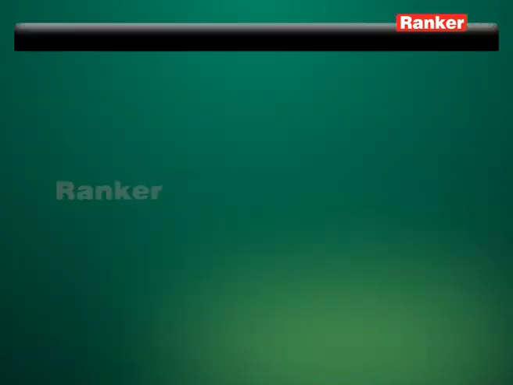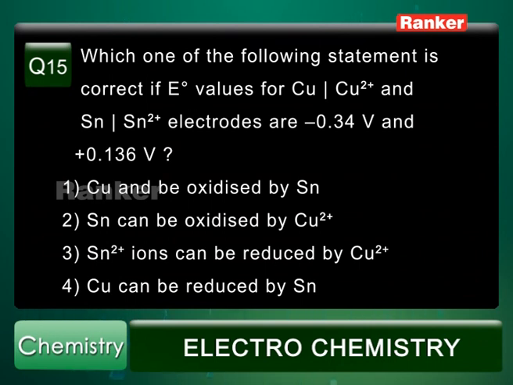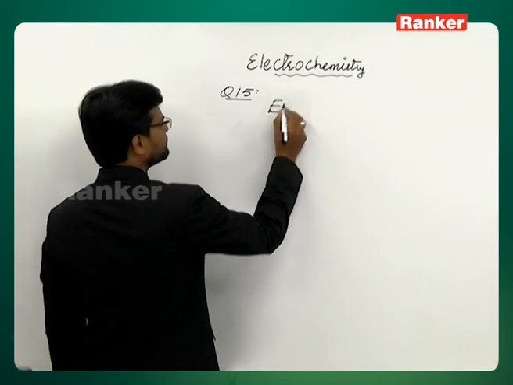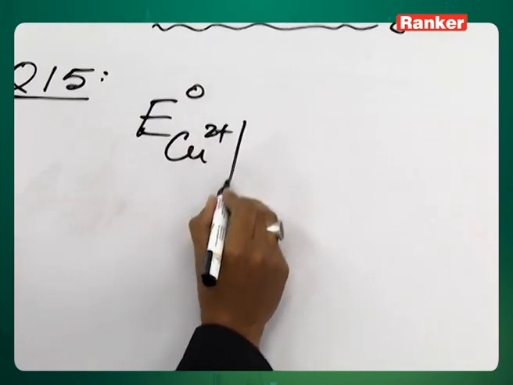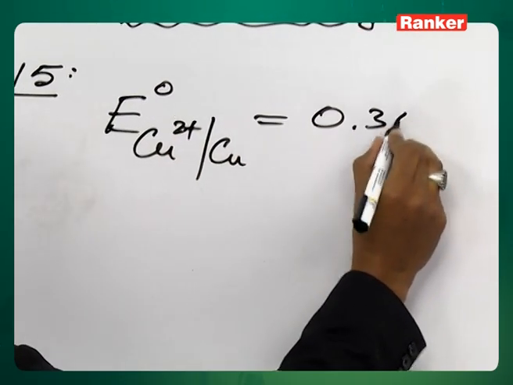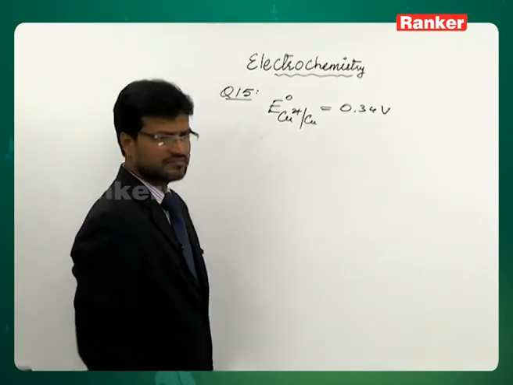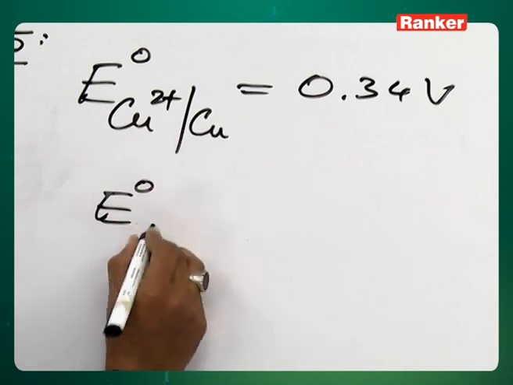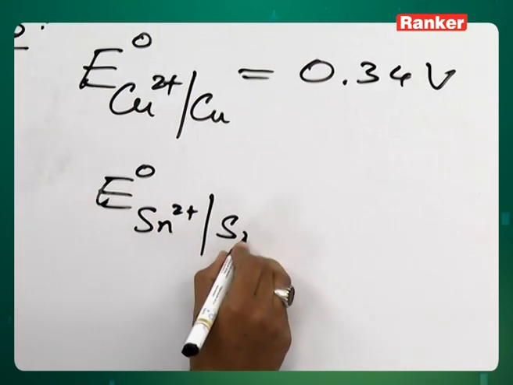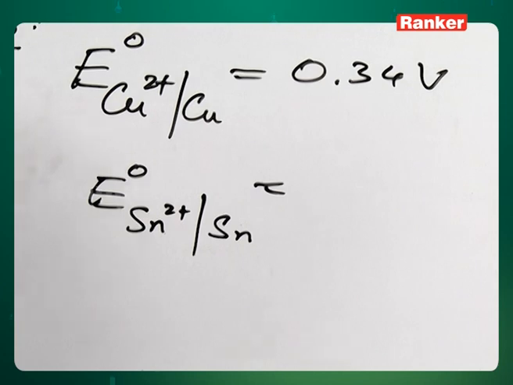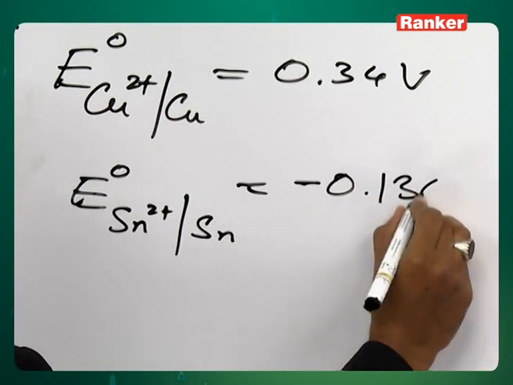Question number 15. Which one of the following statements is correct if E° values for copper cupric and tin stannous electrodes are minus 0.34 volts and plus 0.136 volts? Let's see. E° Cu2+|Cu comes to 0.34 volts. Again, I have reversed this, so the sign changes. E° Sn2+|Sn, the value given is minus 0.136 volts.